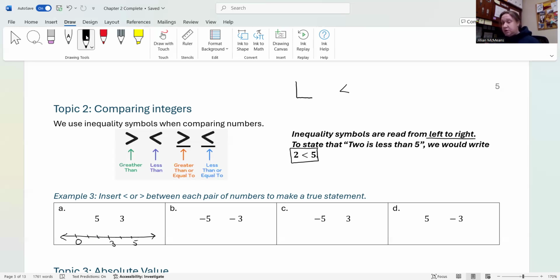So for this statement to be read correctly, I would need to say 5, throw in a greater than symbol, 3. So we're going to input a greater than symbol to make this statement true. It has to read correctly from left to right, okay? And notice the open side is going towards the bigger number, which is 5. The point is going towards the smaller number, which is 3.